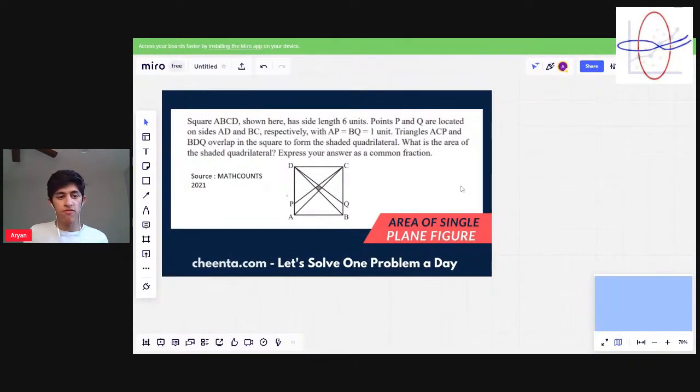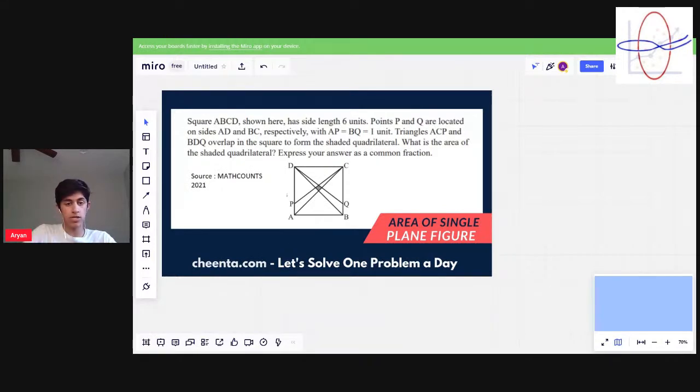Today we're going to be looking at the following geometry problem from Mathcounts 2021. Let's have a quick read. We have a square ABCD shown, which has side length of 6. Points P and Q are located on sides AD and BC, such that AP is equal to BQ is equal to 1. Triangles ACP and BDQ overlap in the square to form the shaded quadrilateral, as we can see in the diagram. And we're asked to find the area of this region.